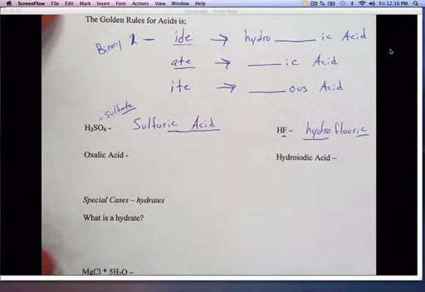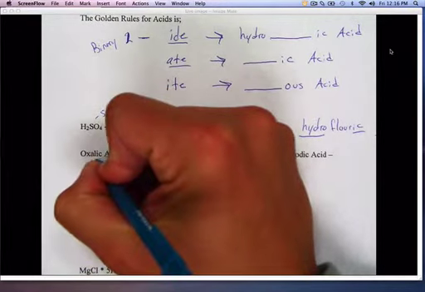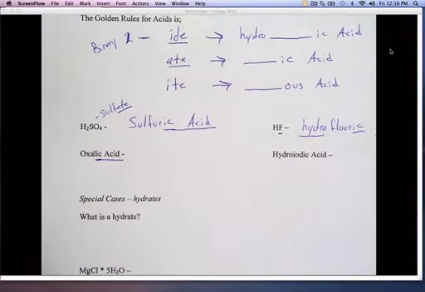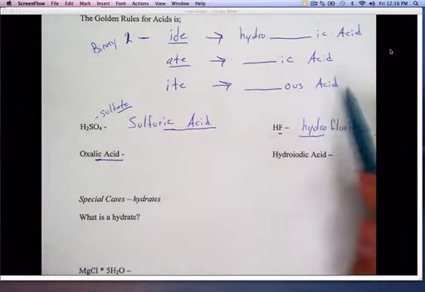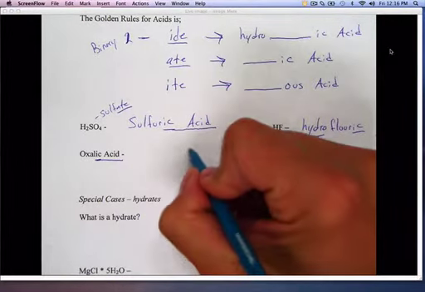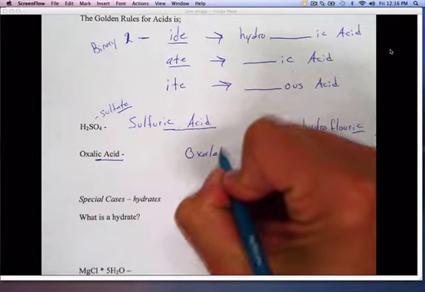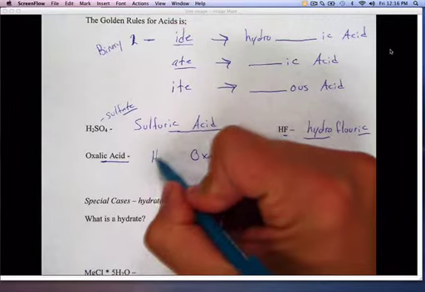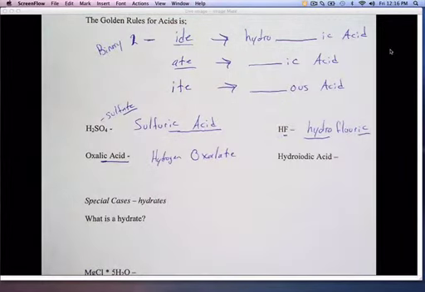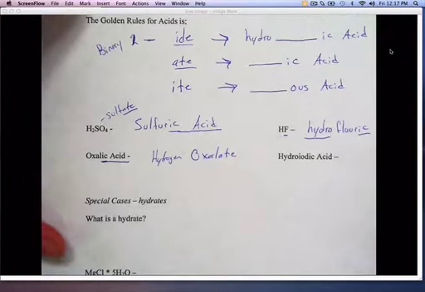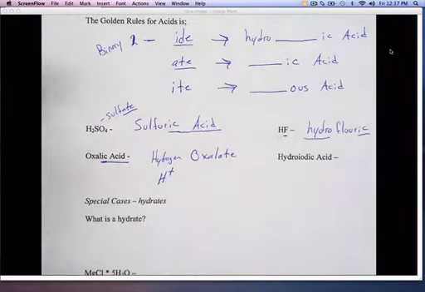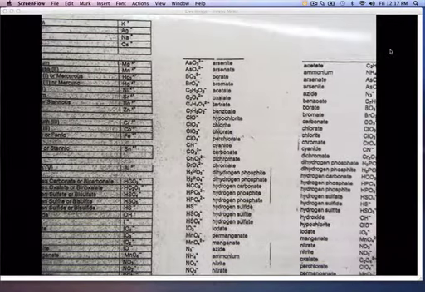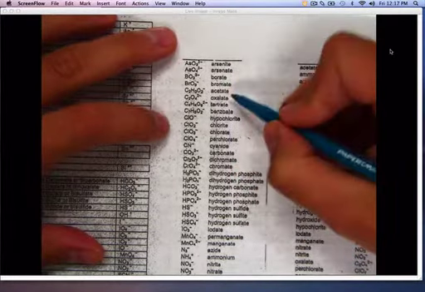Let's try another one here. Oxalic acid. Now we've got to think backwards. We have an ic acid. Ic came from ate, so this is actually oxalate. And I know that there's a hydrogen, so it's going to be hydrogen oxalate. Now I look up those two things on the periodic table. I know that because it's an acid, it's always H plus. Oxalate, if you look on your sheet of your periodic table, is right here.